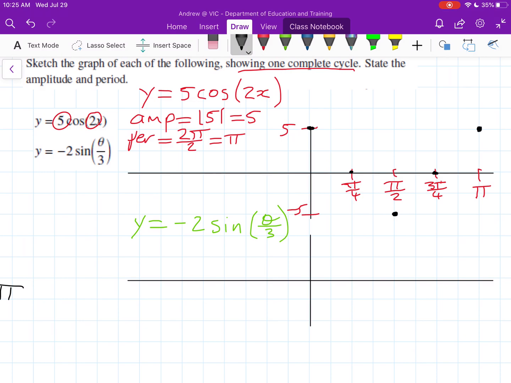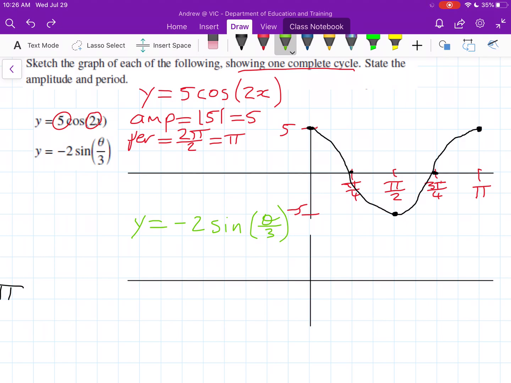And then all we need to do is draw a nice, even, flowing graph through all of these points. Yet again, it doesn't need to be perfect, but you need to try and get these points as close as possible. Obviously mine should have gone through this point here, but just try and be as accurate as possible with these. So this is how this one looks.